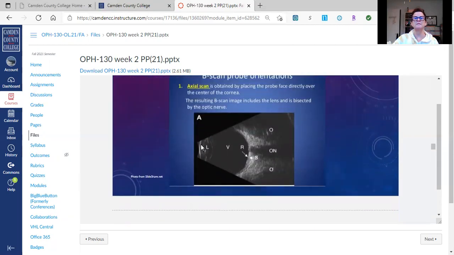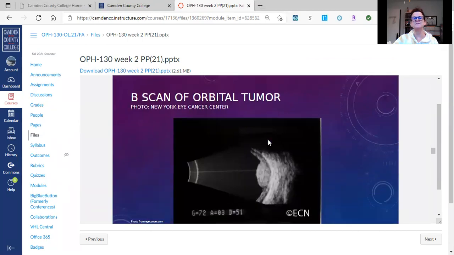the ultrasound went through the normally clear vitreous and bounced off the retina, where here it's going to travel through the vitreous, and before it even gets to the retina, it bounces off this structure right here, which is the tumor. And with the ultrasound or the B-scan, we're able to tell the height, the width, and different characteristics about that tumor.